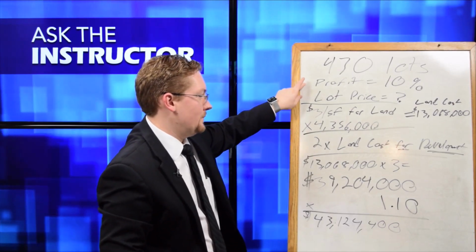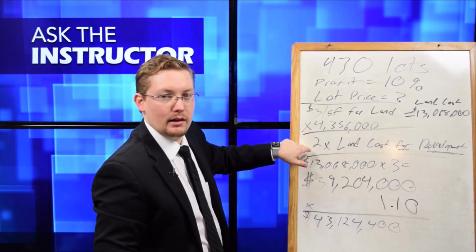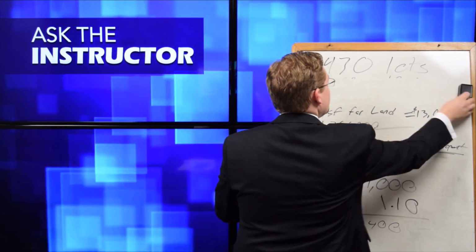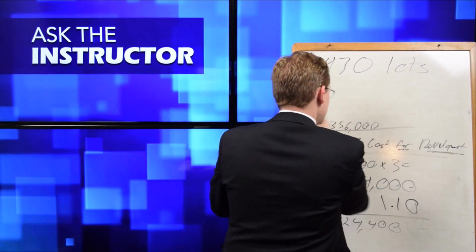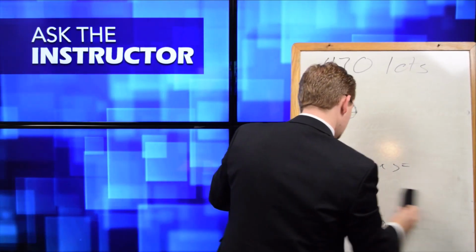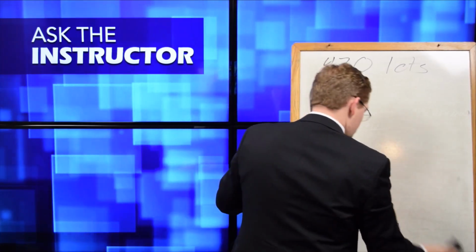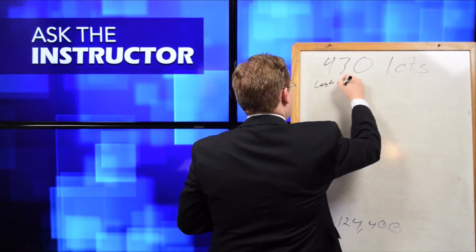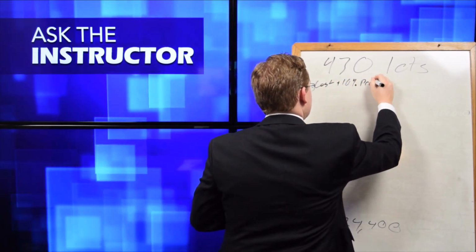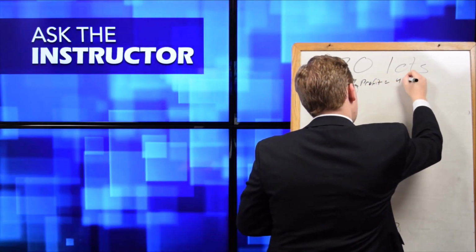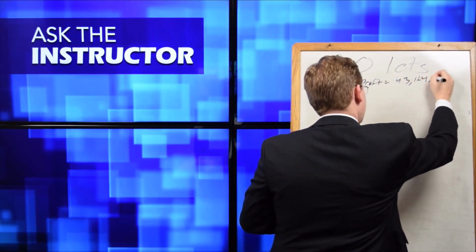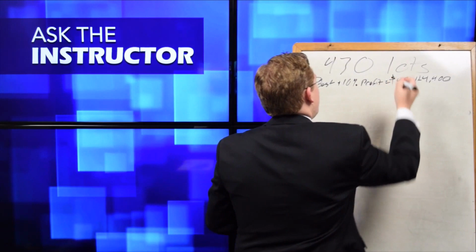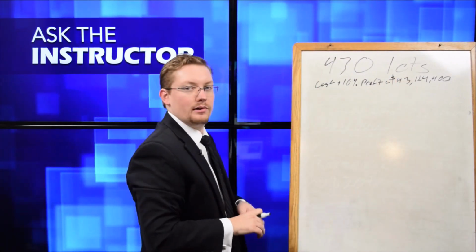Our developer will get a 10% profit. We'll cover our land costs. We'll cover our development cost. And everything all checks out. So let's go ahead and free up some space here. So we've figured out our total cost now. Our cost plus 10% profit. And that was $43,124,400. So we have our $43 million that we need to cover up with these 430 lots.